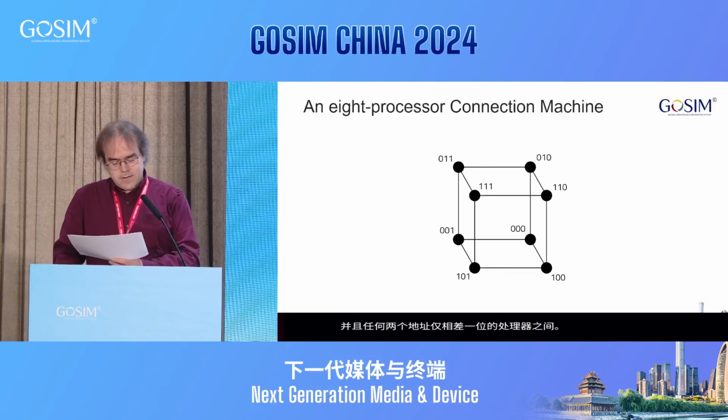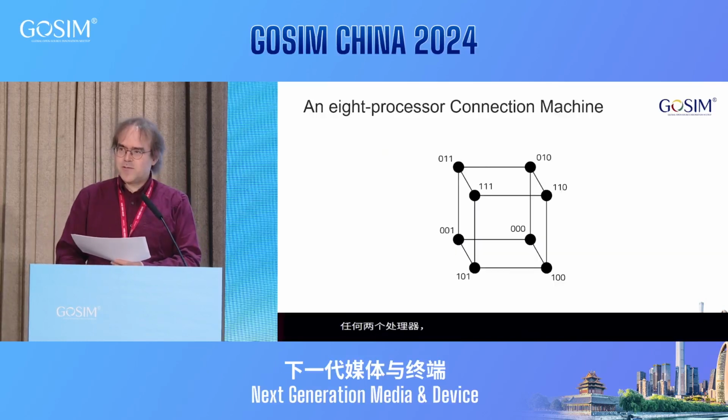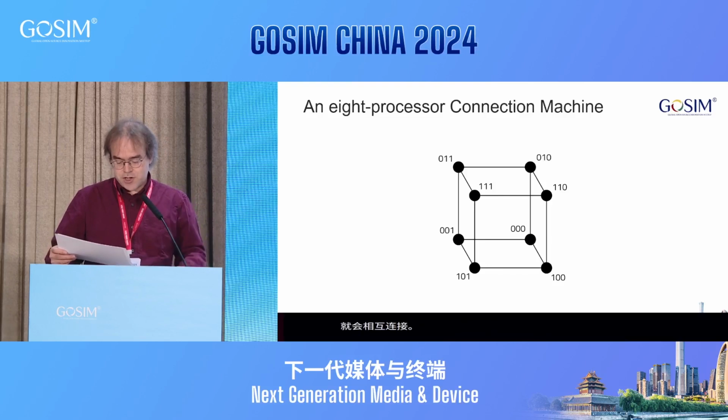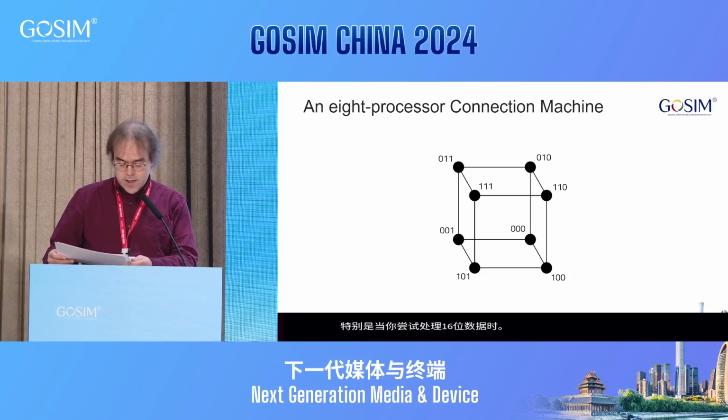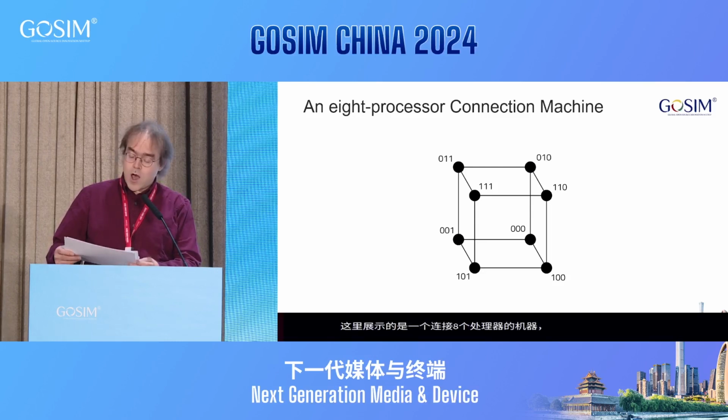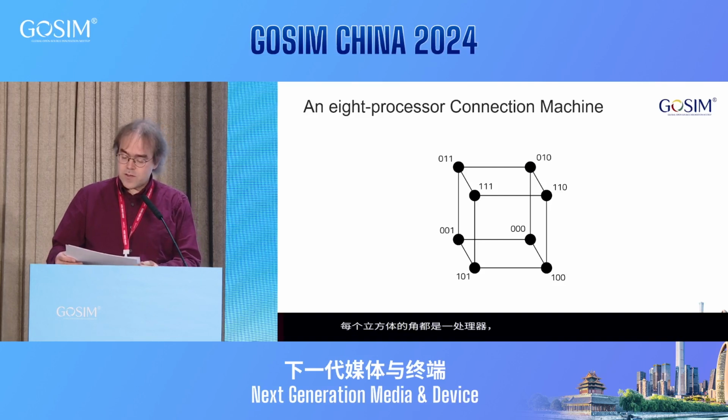That's kind of impossible to visualize, especially if you're trying to do 16 bits. But it's worth understanding, so let's scale things down a bit. Here's what an 8-processor Connection Machine would have looked like. Each corner of the cube is a processor, and each processor has a 3-bit address. If you look at the addresses, you'll see that all the processors whose addresses started with 1 are on the front face of the cube. And all the processors on the back face have addresses starting with 0.